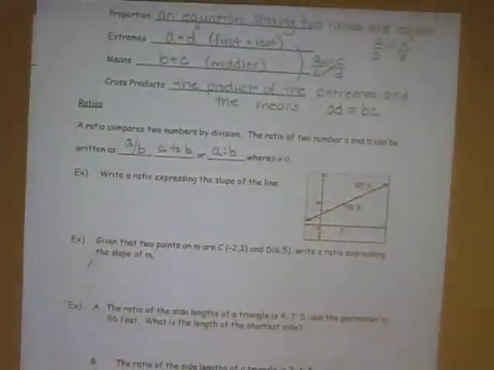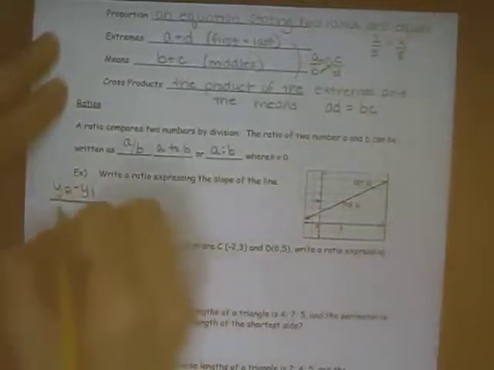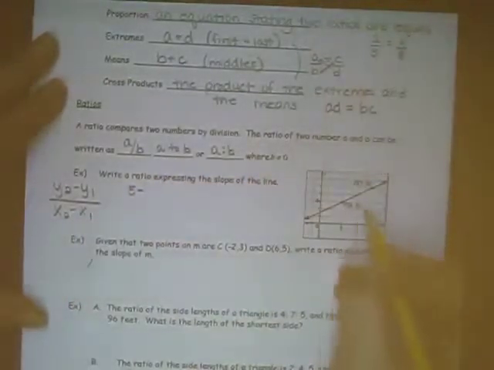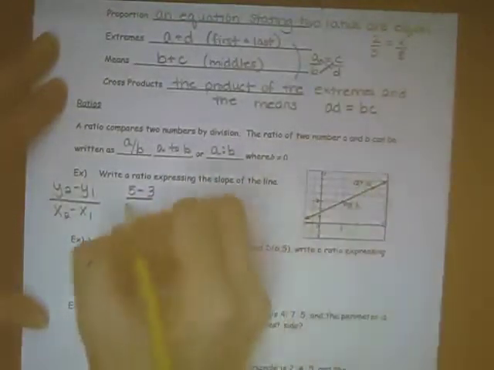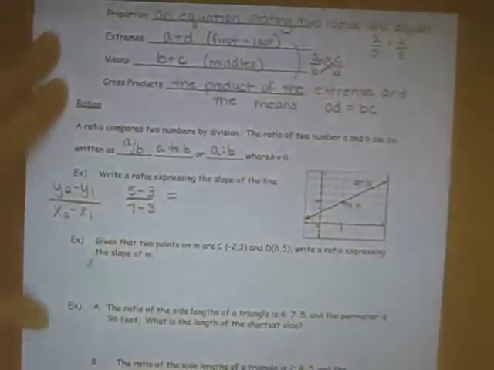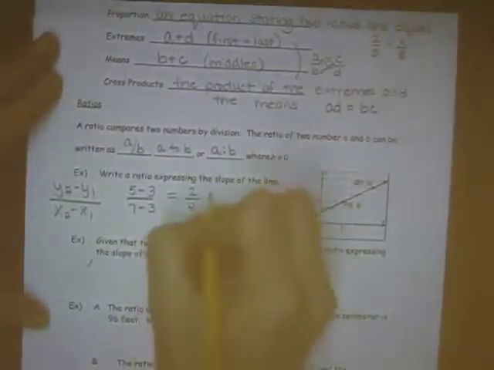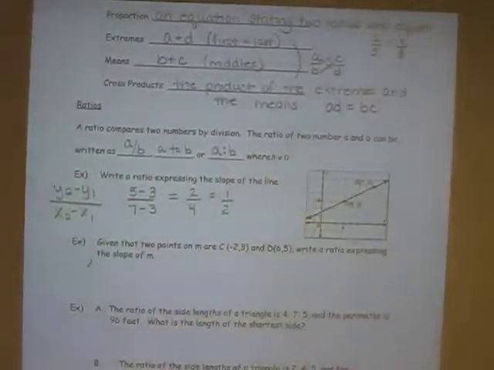Write a ratio expressing the slope of the line. In order to get the slope, you use the slope formula, y2 minus y1 over x2 minus x1. So we pick a y value, 5, minus the other y value, 3. Go back to your original point, use that x value, 7, minus the other x value, 3. And then simplify. 5 minus 3 is 2. 7 minus 3 is 4. If you reduce that, you get 1 over 2. So the ratio of the slope of this line is 1 over 2.